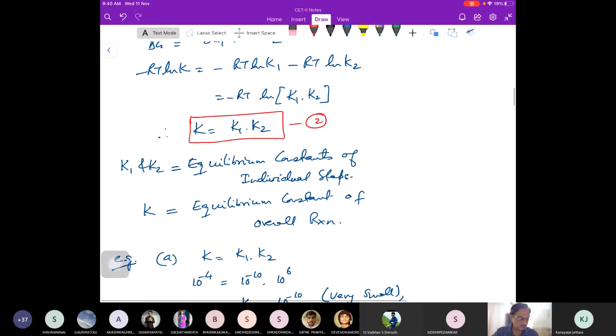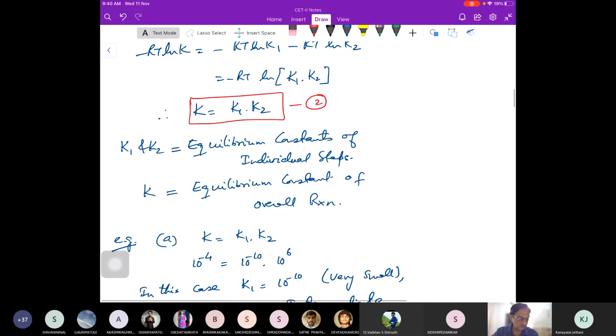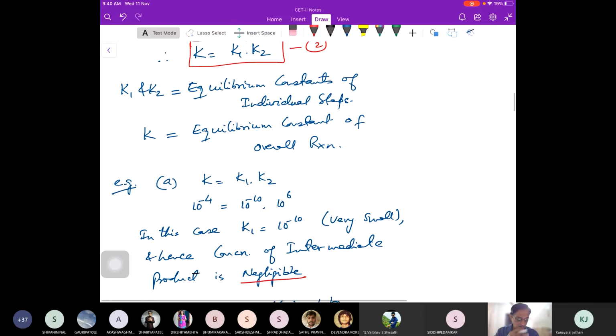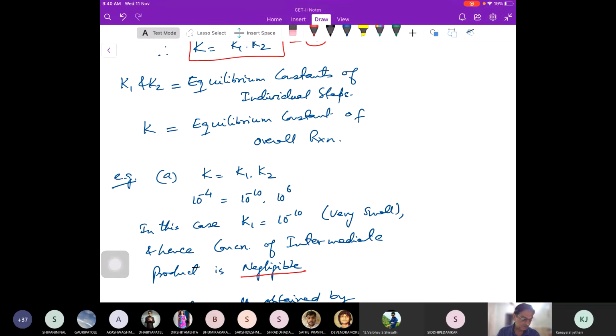Okay, so K1, K2 are equilibrium constants of individual steps, and K is for the overall reaction. If you look at examples, K is equal to K1 into K2, and suppose the overall reaction K is 10 raised to minus 4, and suppose we have values for K1 and K2. One is 10 raised to power minus 10, and another is 10 raised to power 6. So 10 raised to power minus 10 is very, very small, because this is product upon reactant.